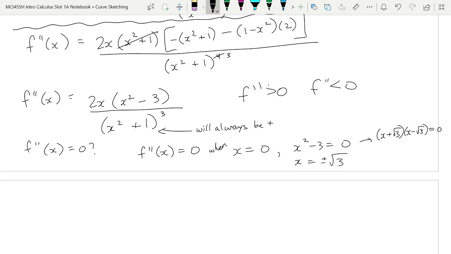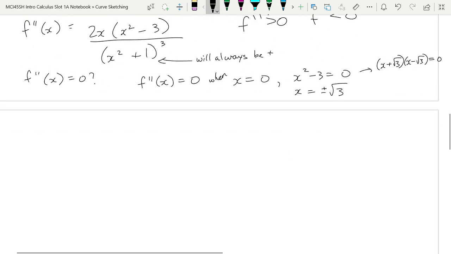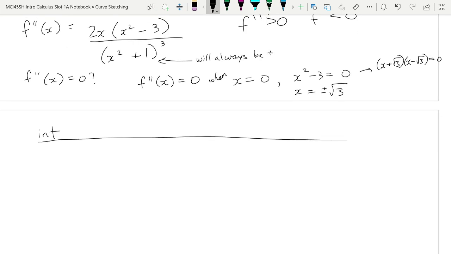So I have actually three points that could be inflection points. I don't know for sure that they are yet until I know if I change from going greater than 0 to less than 0, right? If I'm curving up, then curving down, or concave up, then concave down. So I think the way to explore that is to make yet another interval chart. This is going to be a little bigger than the last one.